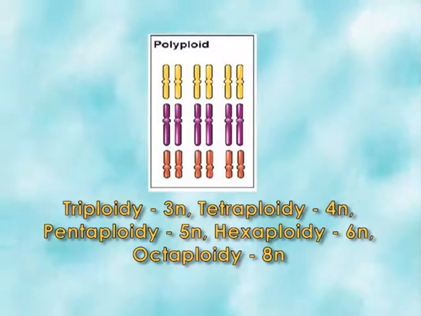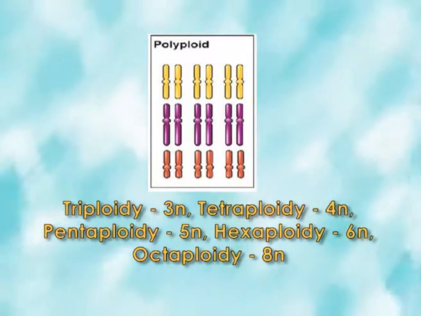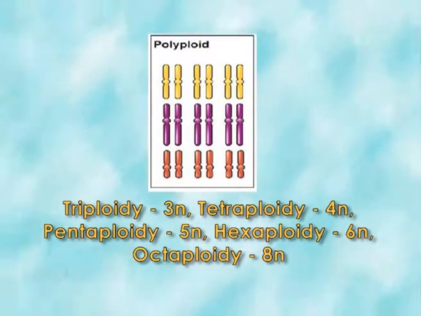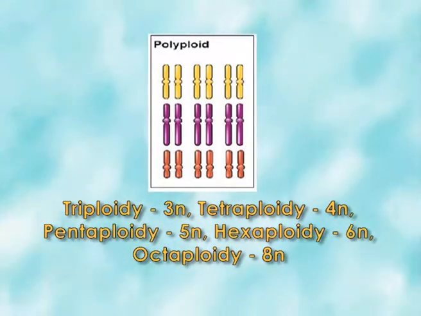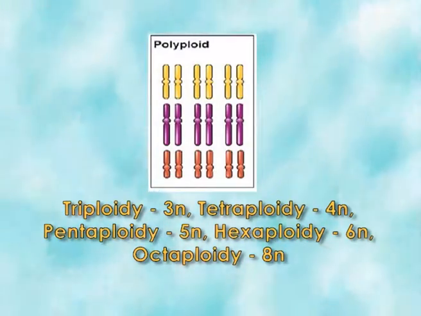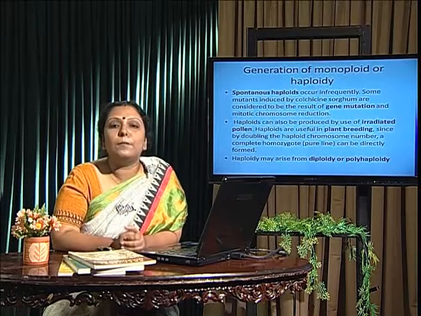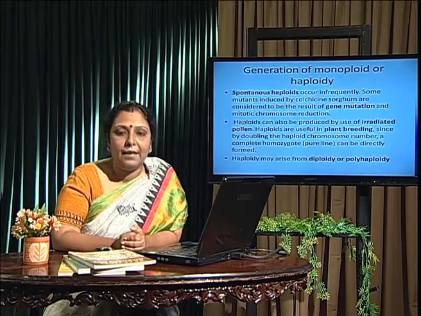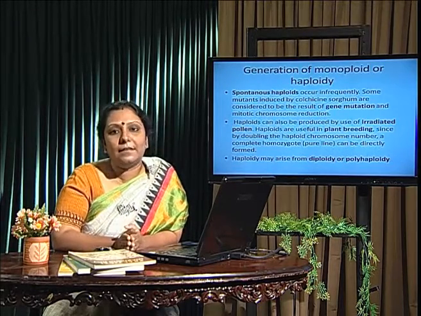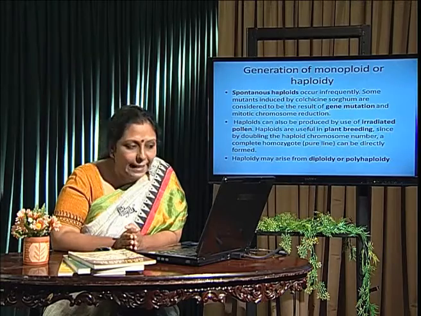But polyploidy starts from the diploid plus extra. Triploidy is 3N. Tetraploidy is 4N. Pentaploidy 5N. Hexaploidy 6N. Octaploidy 8N. Now, generation of monoploidy: usually monoploids are generated by irradiation of the pollen, and reduction in the gametes of the diploid, or polyhaploidy, can also be found.